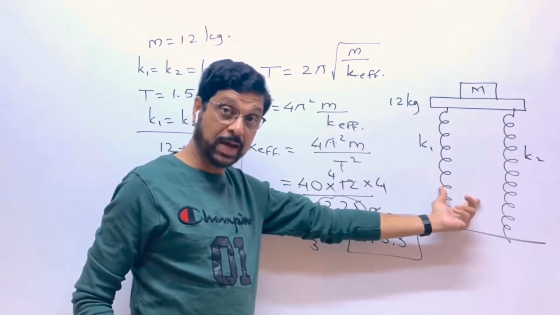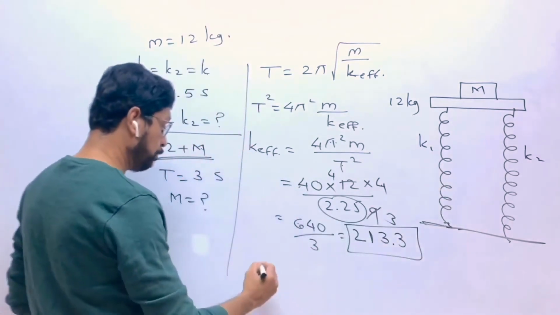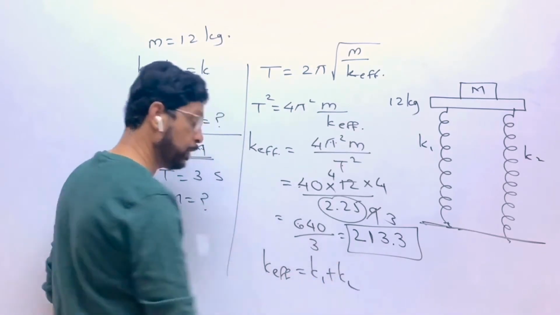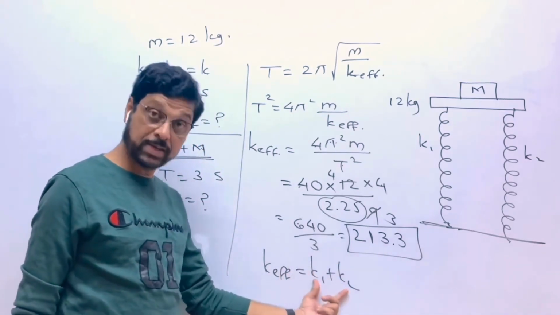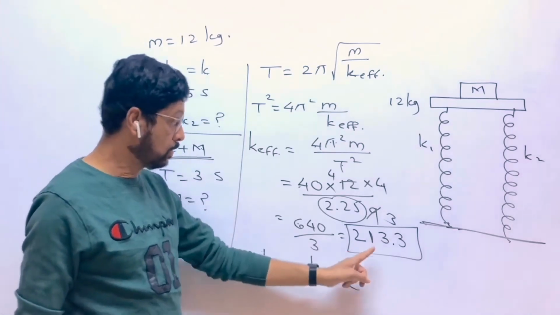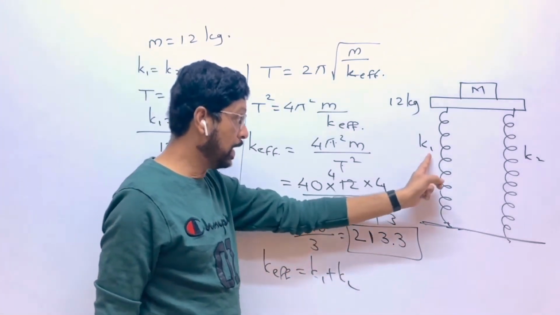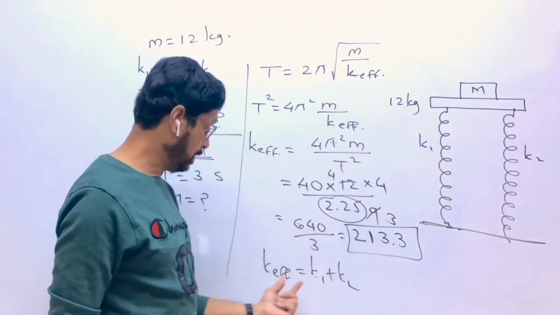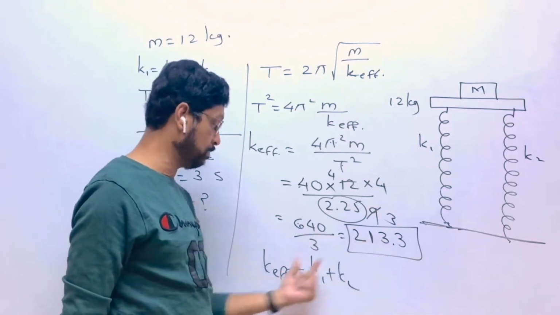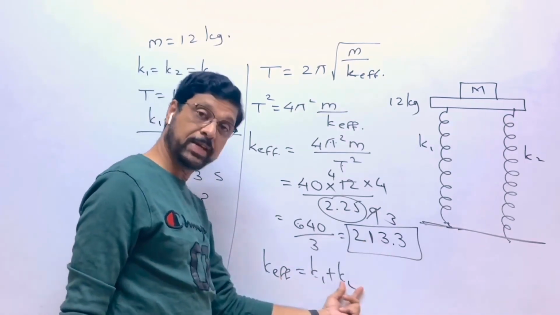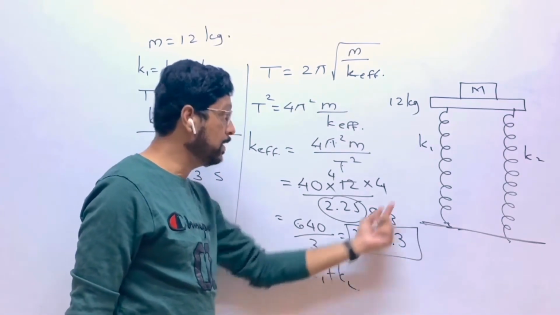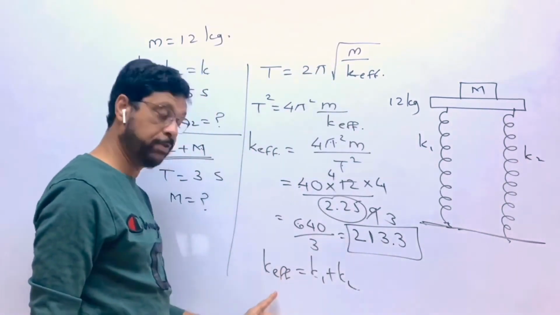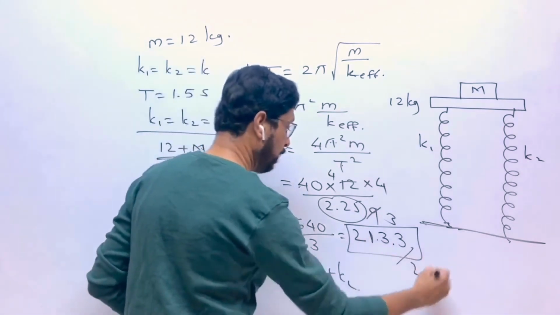And since the springs are in parallel, that effective force constant is K1 plus K2, means K plus K, that is 2K. So K, either K1 or K2, will be half of this, isn't it? Because the effective force constant is this much, which is K plus K, that is 2K. 2K means this is K, this is K. So K will be K effective by 2. Meaning we will divide this by 2.